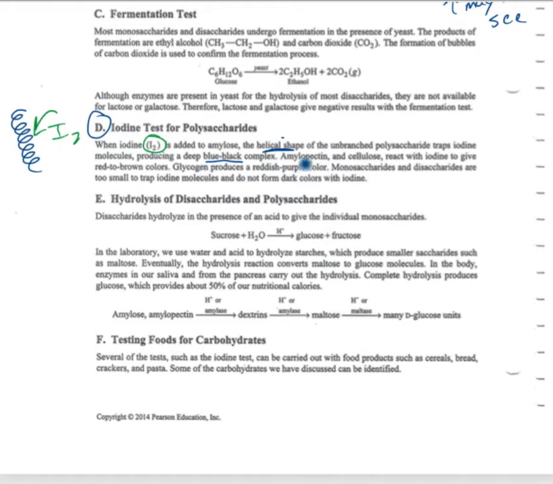Now, I'm not going to underline these other ones because they're not terribly important. Glycogen gives a little bit different color than starch. Starch is really the only polysaccharide we have, so that's what you're looking for.